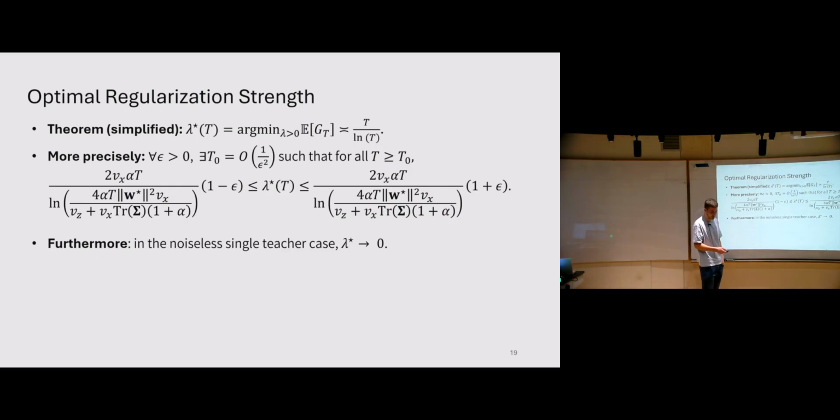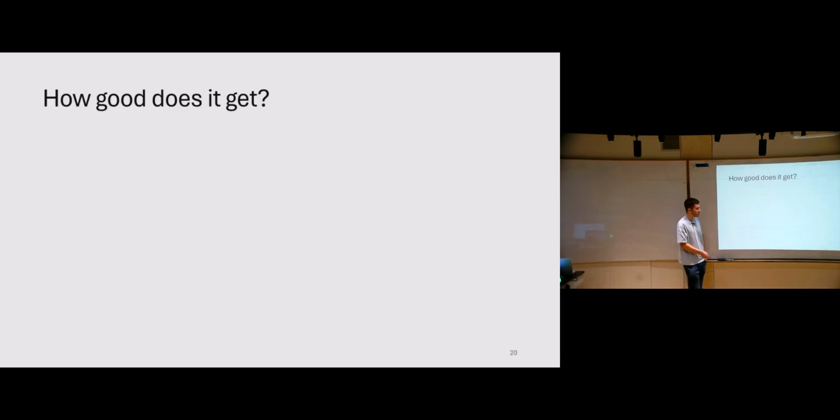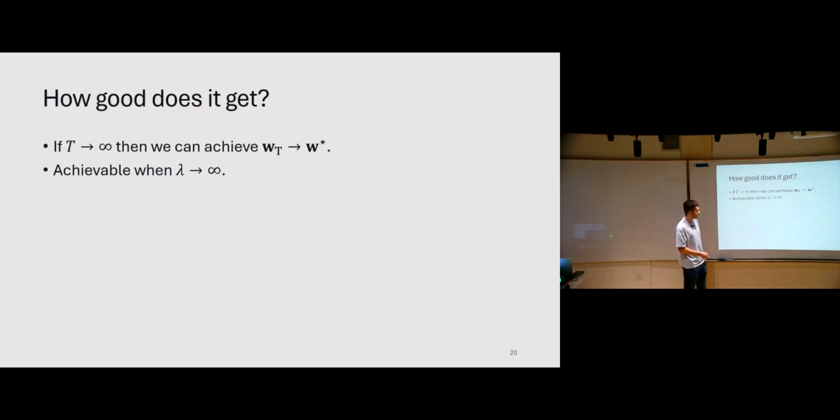How does it come to the empirical setting? So how good does it get? If t goes to infinity, if we had an infinite task horizon, then wt goes to w star, and this is achievable whenever lambda goes to infinity. Right, W star will be the global minimizer. W star is the one that we strive to get. If you had an infinite task horizon, then you could get W star. Not necessarily get, but be close to it.